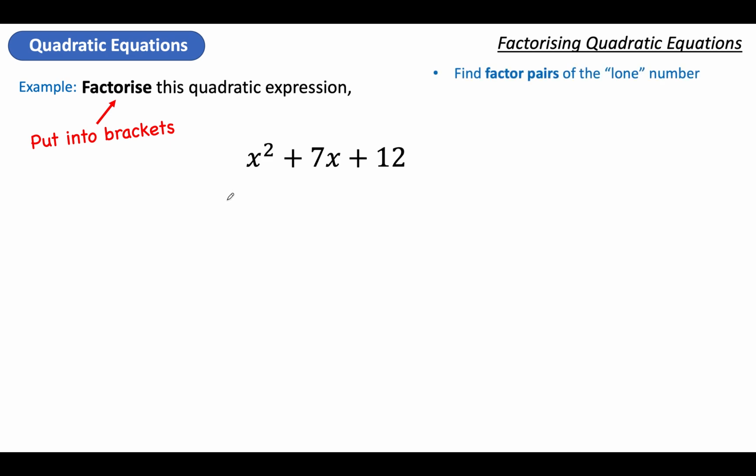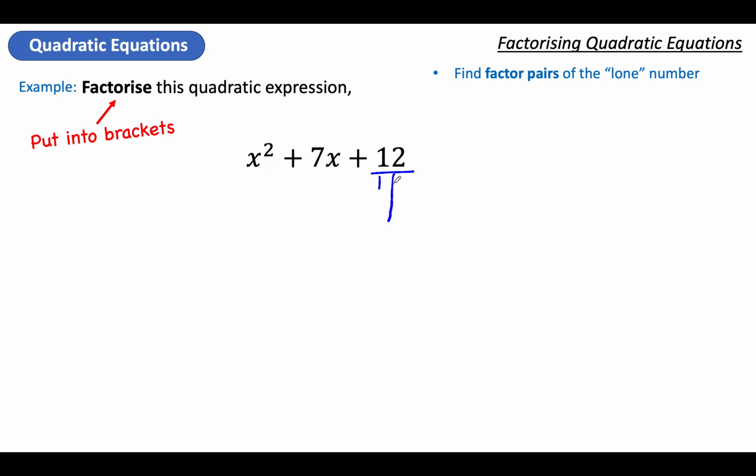Okay, and we've got a few things here. Firstly, this is a list of what we're going to do. Find factor pairs of the lone number. Now by the lone number, I certainly don't mean the x squared or the 7x, because the 7 and the x are together. I mean this one, the 12. We're going to find factor pairs of this, so numbers that multiply together to make 12.